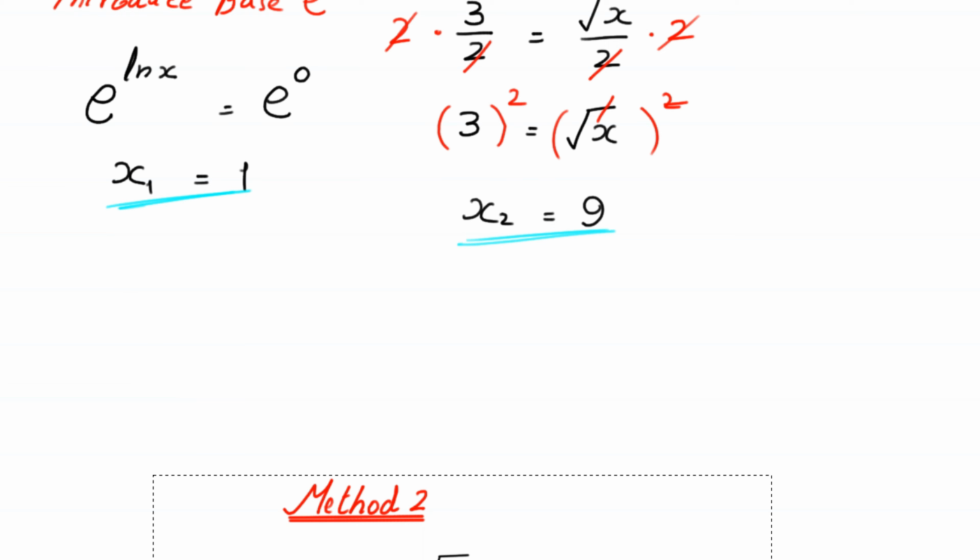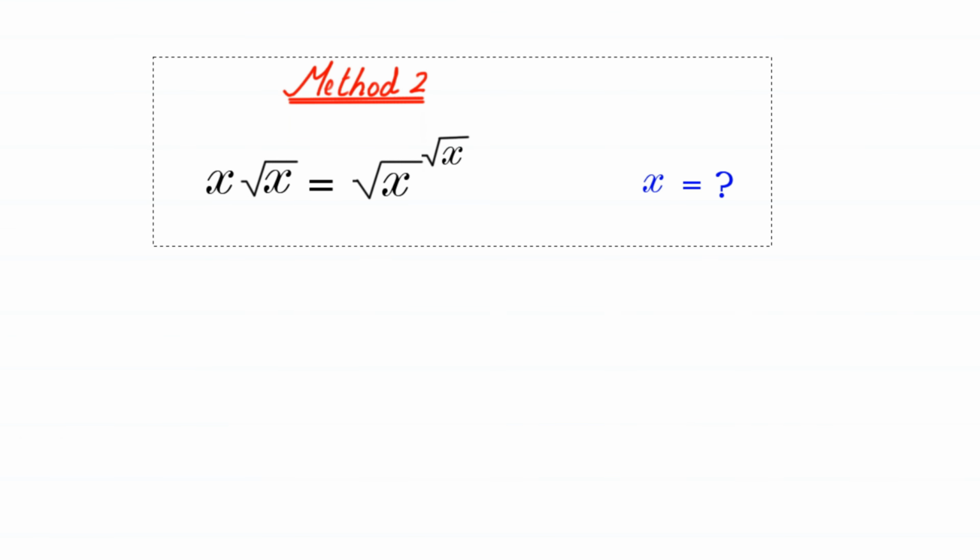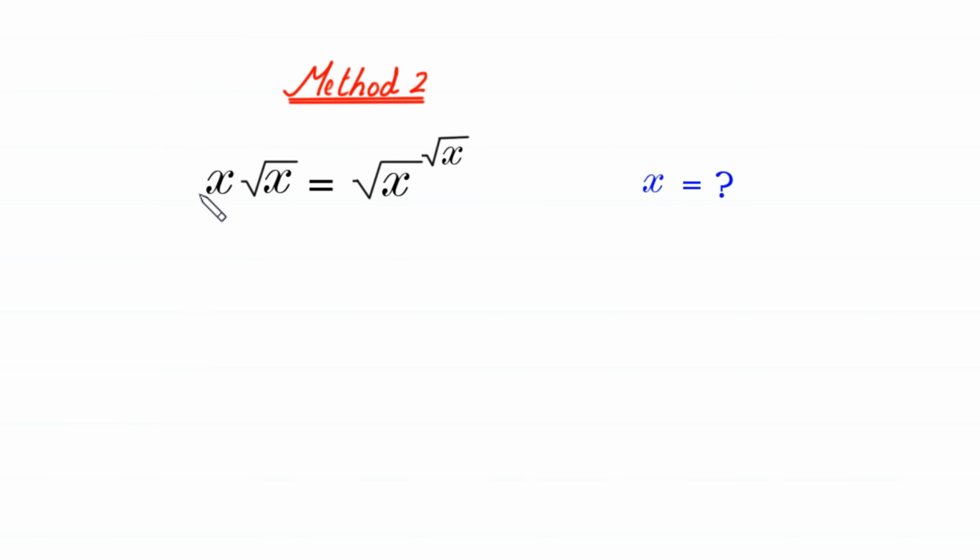Now let's solve this equation by method 2. In this method we write x times square root of x as equal to, we write this square root of x as x to the power 1 over 2, whole to the power of square root of x.